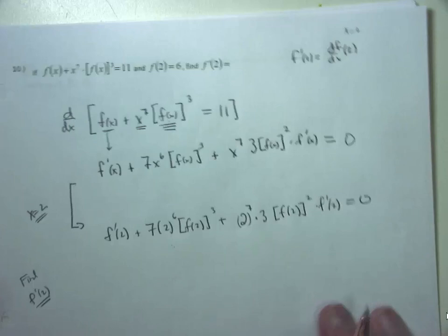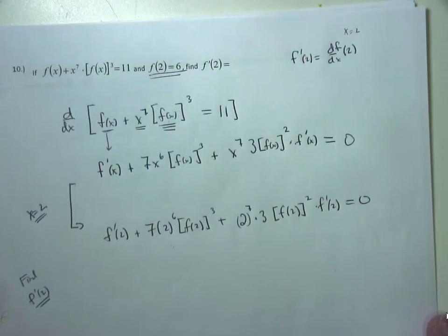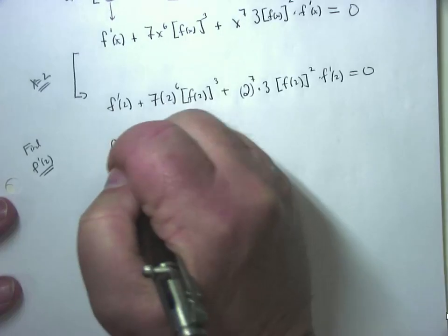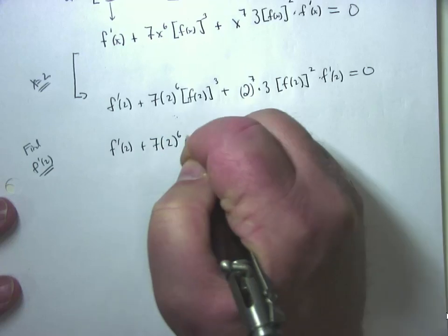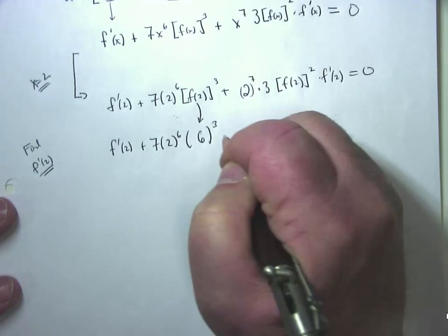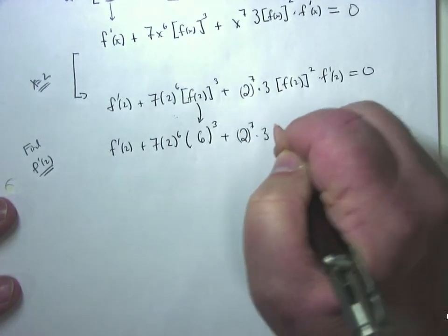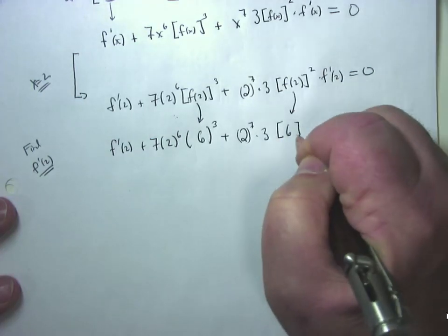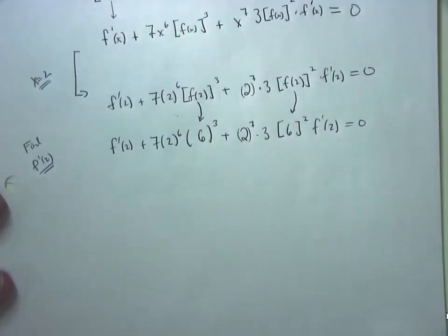But coming up here, they gave me some information. What is f of 2 equal to? 6. So I get to replace that. So f prime of 2 plus 7 times 2 to the 6 times, there's an f of 2, but that's equal to 6 cubed, plus 2 to the 7th times 3 times, oh, there's another f of 2, that'll be 6 squared, times f prime of 2 equals 0.